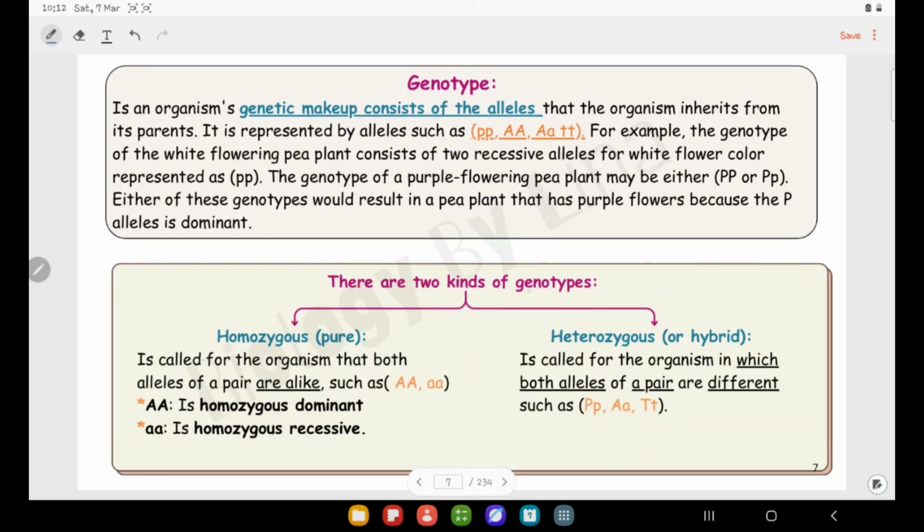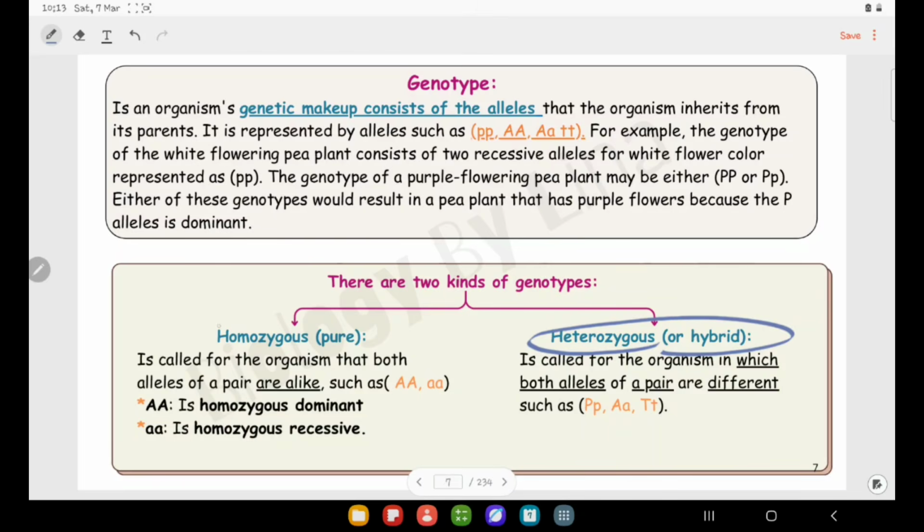And for the genotype, we have two types. The first one is named the homozygous or the pure one, and the second one is heterozygous or the hybrid. And when we say homo or pure, it means the letters or the alleles should be like each other. Like for example, when we say A capital, A capital, they are similar to each other. Both of them are capital letters, or both of them can be small letters. So these will be pure or homozygous.